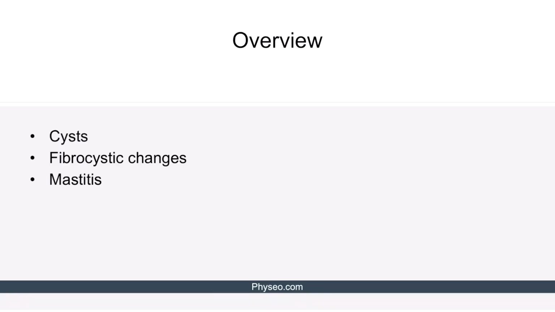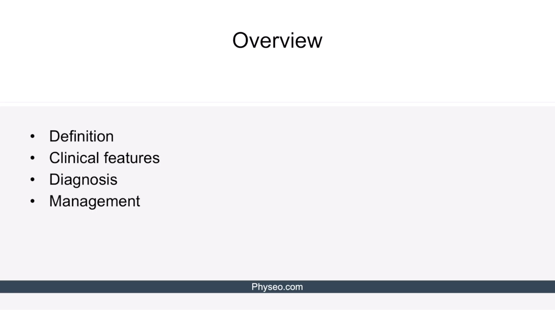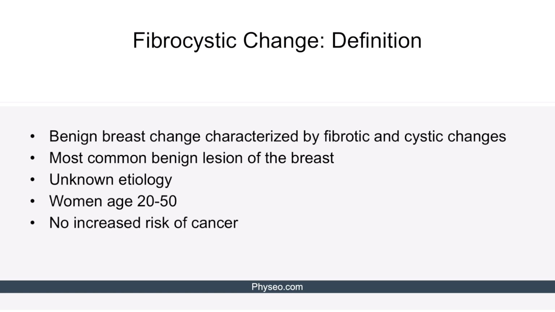All right, let's next discuss fibrocystic change. Here's a list of topics we'll discuss for fibrocystic changes. Let's start with the definition. Fibrocystic change is a benign breast change characterized by fibrotic and cystic changes of breast tissue. It is the most common benign lesion of the breast.